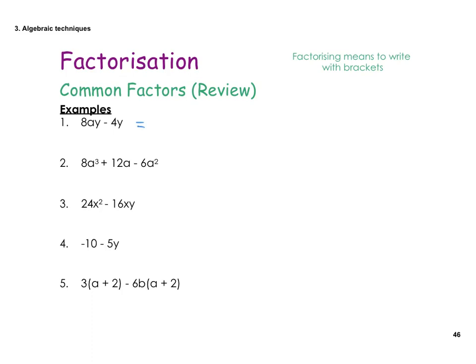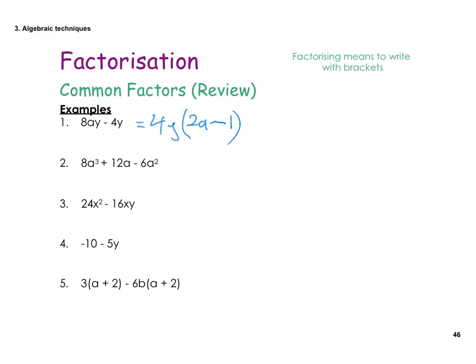Question 1. 8ay minus 4y. We're thinking about what is the biggest object, or the highest common factor, to each of these. We'll see 8 and 4, we have 4, but that y is also in common. So we're going to take out 4y, then open up a bracket. 4y times what gives me 8ay? That's just going to be 2a. Then minus 4y times what gives me 4y? That of course is 1.